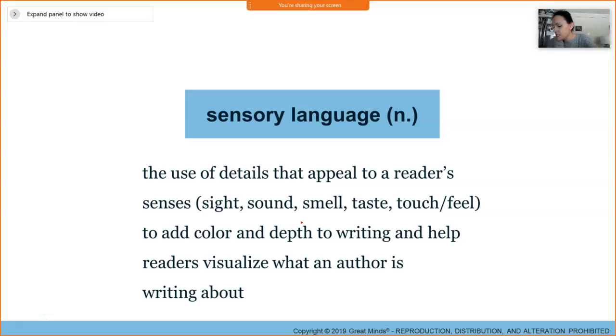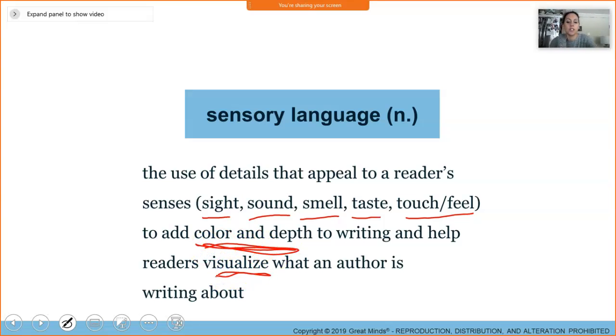Sensory language is the use of details that appeal to the reader's senses: sight, sound, smell, taste, touch, or feel. It adds color and depth to writing and helps readers visualize what an author is writing about. Okay, so using sensory language is just telling your reader what you see, what you smell, what you hear, right? So ready? Let's do one.